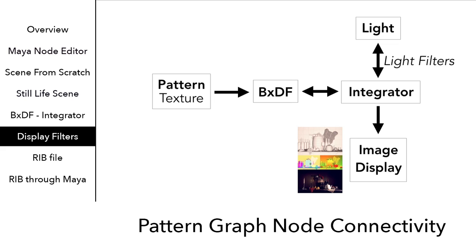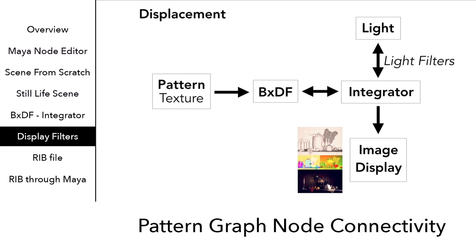There's also a thing called light filters, and that happens between the light and the integrator, and that just basically takes the result of the light and can filter it out if you want to do different kinds of things with barn doors or patterns or a lot of neat stuff in the lights in RenderMan. It happens before it gets passed into the integrator, so that's a little addition to add there.